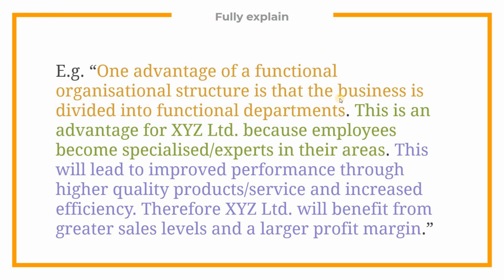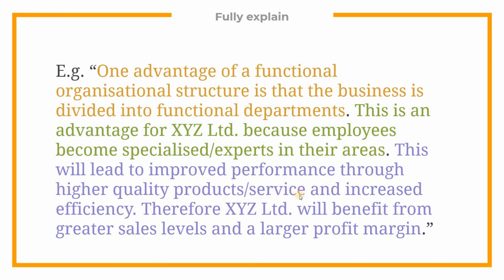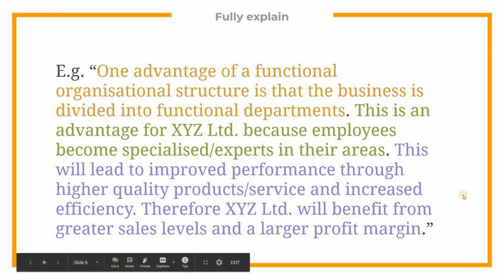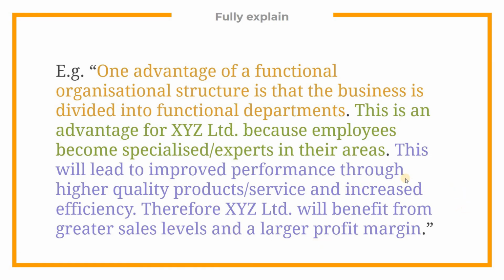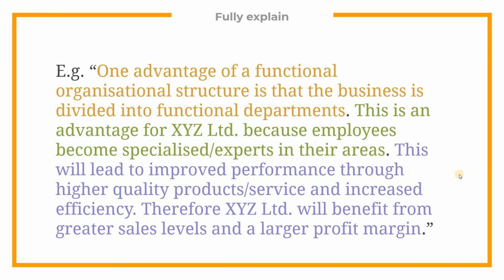So what I've done is I've stated my answer, said how or why, then I've given the effects of that advantage. Okay, so the fact that we're divided into functional departments means that we're going to have these effects: improved performance through quality products and service, and increased efficiency, and that'll benefit from greater sales levels and a larger profit margin. Notice that I've given two parts here. Okay, there's two sentences, and the markers often want that. They don't want me just to give this part to here before I put therefore. They want two steps in that effects or impacts process.